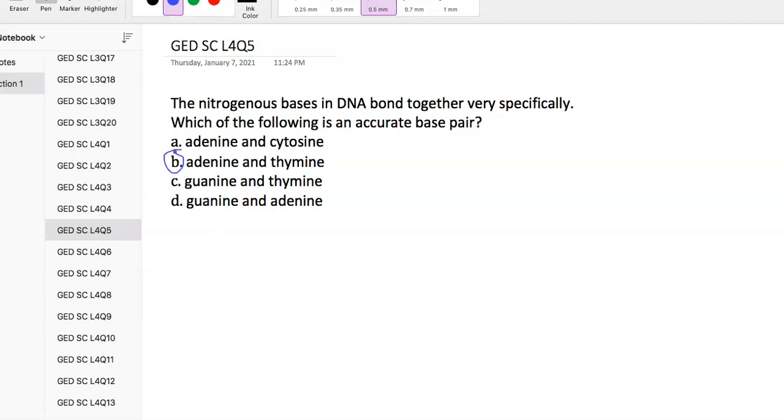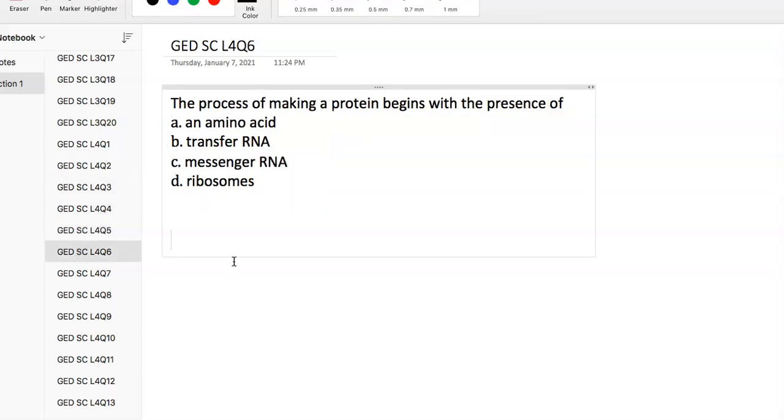So the bases in DNA, they pair the same always in a predictable way. Adenine always matches with thymine. Guanine always bonds with cytosine. According to these rules, the correct choice for this one is adenine and thymine. And yes, you need to memorize those, right? That's a very, very common question.